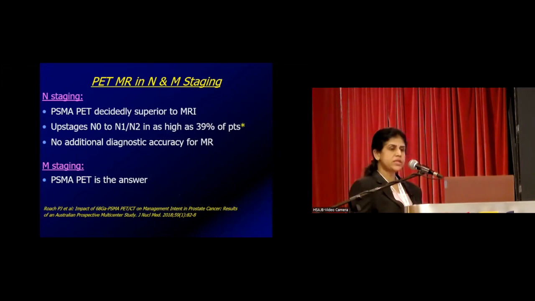And we have also already discussed that the PET-MR in the N and M staging is definitely superior to the MR when we are talking about the nodal staging, because many times the PSMA avid nodes stand out. They may be very small, subcentimetric, millimetric nodes, which can be easily missed on the MR STIR bright sequences. So it is a very good tool for us to upstage the nodal status. And there is no additional diagnostic accuracy when using the MR alone. And obviously for the M staging, there is no better answer than doing a PSMA PET.